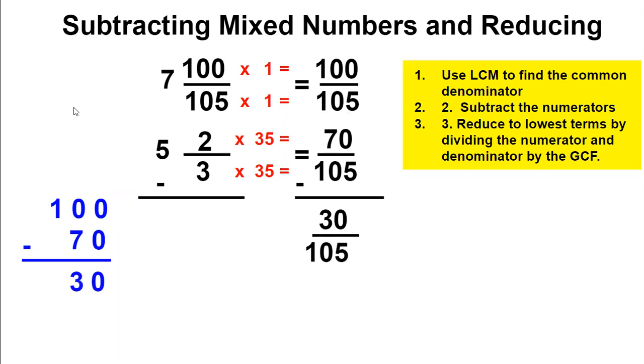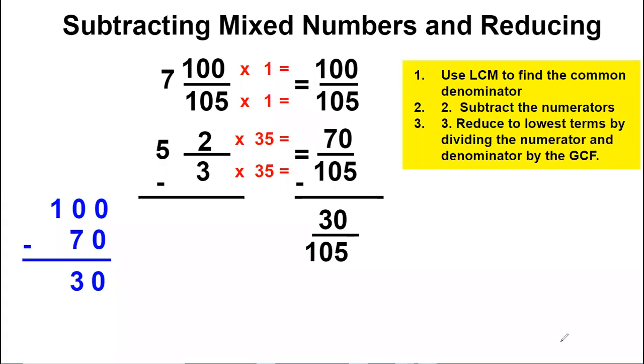Notice how I can reduce 30 over 105. I have to figure out what's the biggest number that will go into both 30 and 105. How do I figure that out? Well, I list all the factors of 30 and all the factors of 105. So 1 times 30 is a lot, right? 2 times 15, 3 times 10, and 5 times 6. It's going to be a lot for 105.